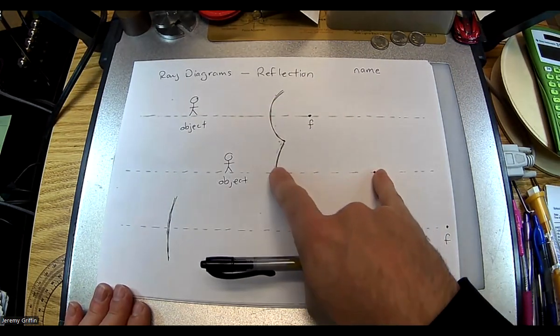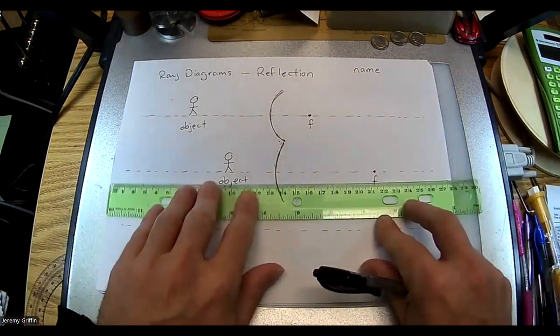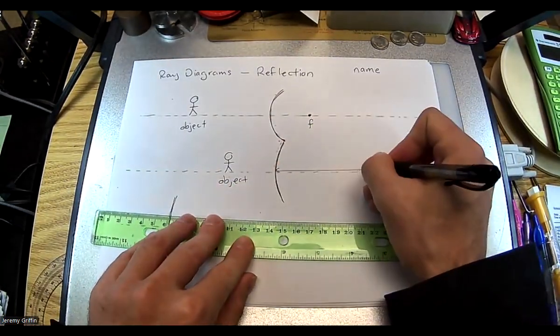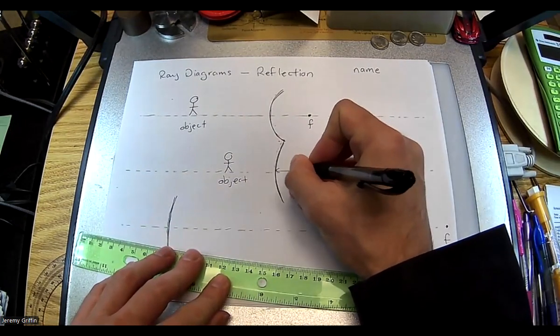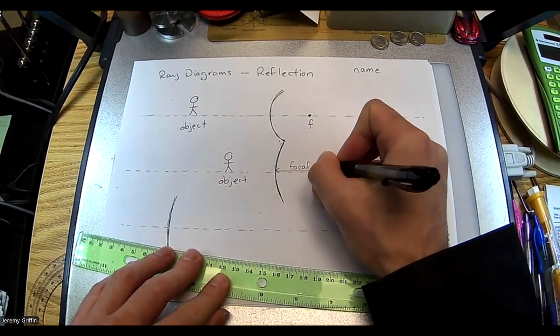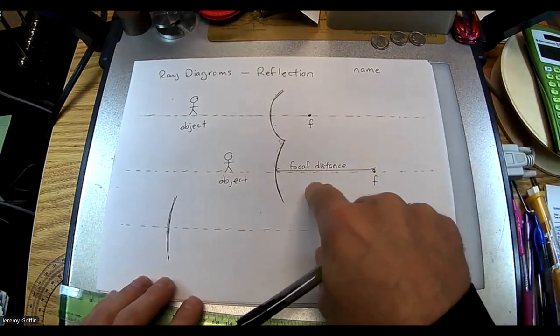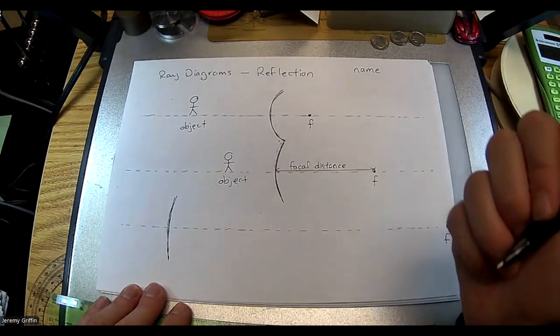Okay, so maybe I should label that too. The distance from the surface to the focal point is called the focal distance. Focal distance. And in the equation, I'm going to just call that F.